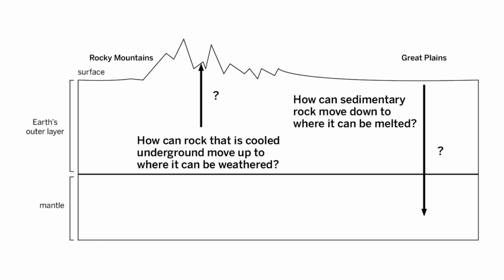If we want to support Claim 1, we have to explain how the Rocky Mountains could have moved to the surface so that the rock formation could have been exposed to energy from the sun for weathering.